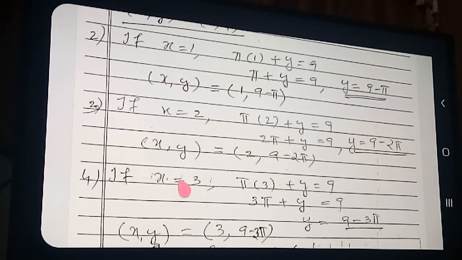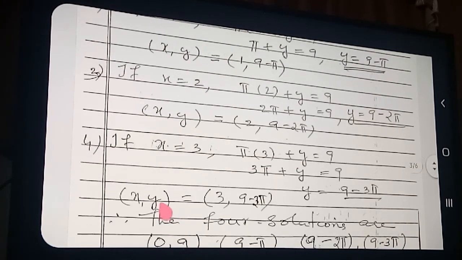If x is equal to 3, in the place of x apply 3: pi into 3 plus y is equal to 9. That means 3 pi plus y is equal to 9. Therefore, what is the value of y? y is equal to 9 minus 3 pi. So you got the fourth solution also. See here, ordered pair (x, y) is equal to first x coordinate 3, then y coordinate 9 minus 3 pi.